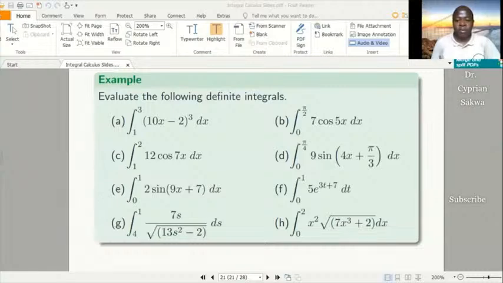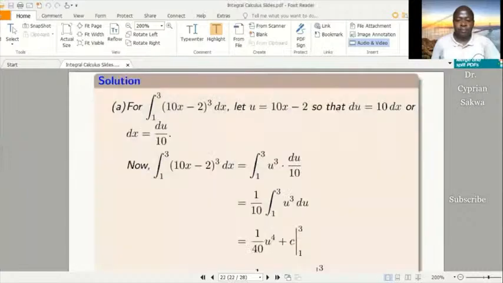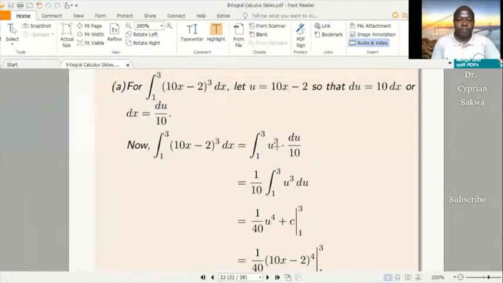So let's go to our first example. The solution is here. This one we want to integrate, and we let u be 10x minus 2, and then differentiate on both sides. When you do that, you have du on this side, and on the other side you have 10 dx. Then make dx the subject of the formula by dividing both sides by 10. When you do that, dx will be du out of 10.